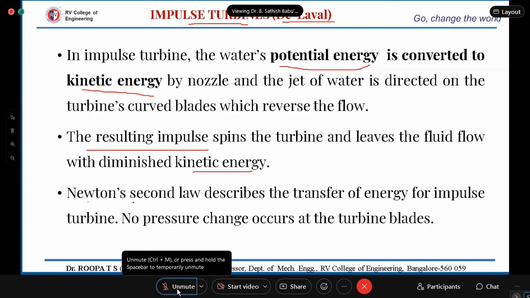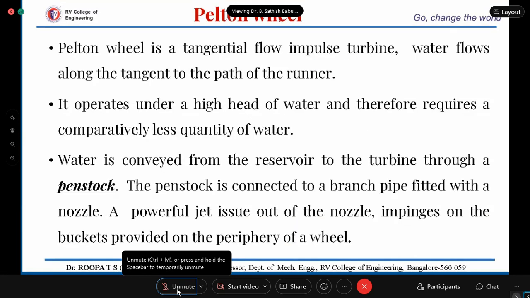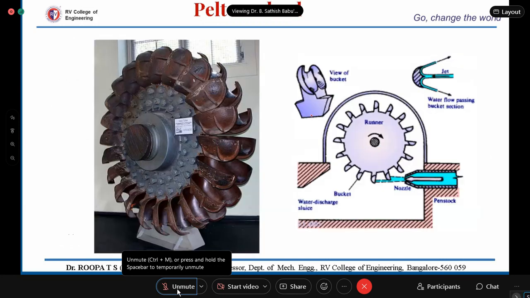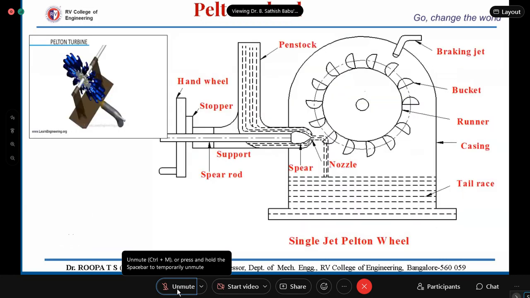So Newton's second law describes the transfer of energy in impulse turbines that we have already seen. The very important point is there is no pressure change as it glides over the blades. So the Pelton wheel is an example. Of course, sir has already explained this. I'll just go straight to the diagram.